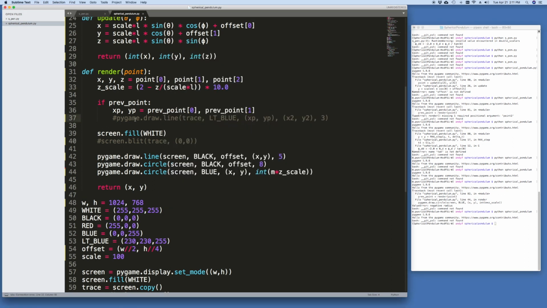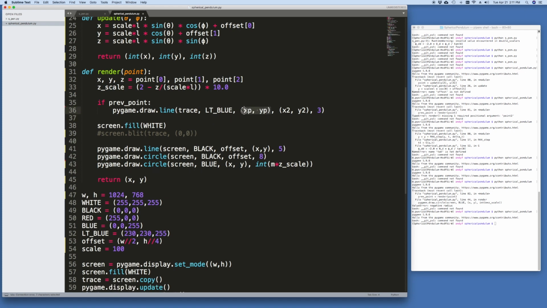In order to draw the tracing, we want to go from, in fact, I don't need this. I can just call this previous point here. From previous point to xy. All right, and then we'll blit it.